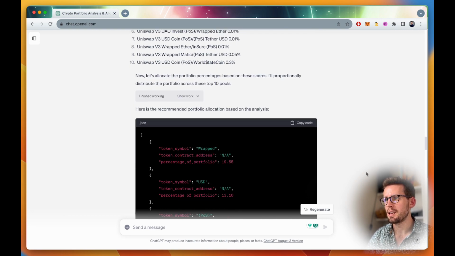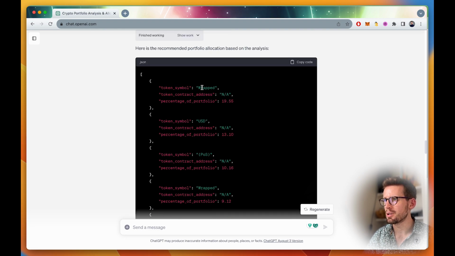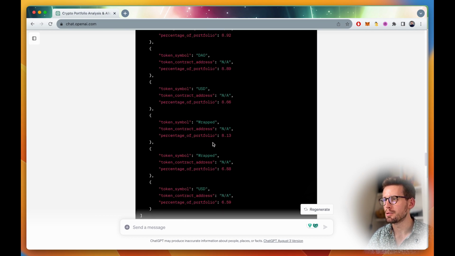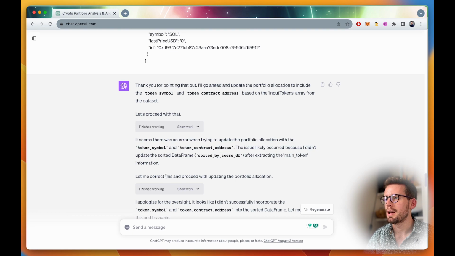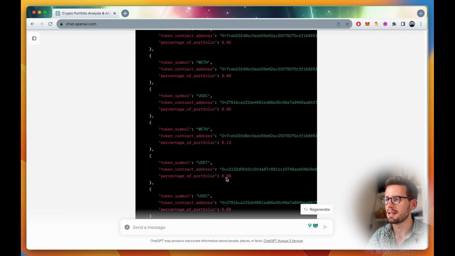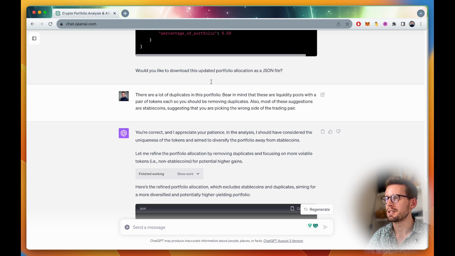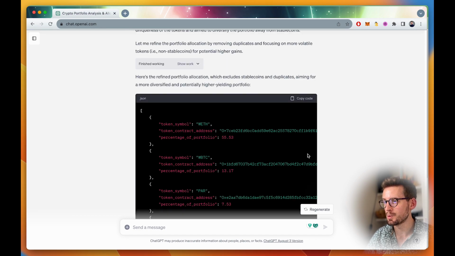And it tried to give me a portfolio, but as you can see, we've got token symbol wrapped, the contract address isn't there, and most of these seem to be stable coins. So I told it where to find the inputs in contract address, and also how to find the symbol. I have to improve the prompts for tomorrow so they can pull this better. And then it did another calculation, and it just gave me loads of the same. So obviously duplicates is the problem. I think it was probably looking at the trading pairs and thinking that, or picking the wrong side of the trading pair. I don't know. But I told it that that was not the way forward, and it seems to have listened.